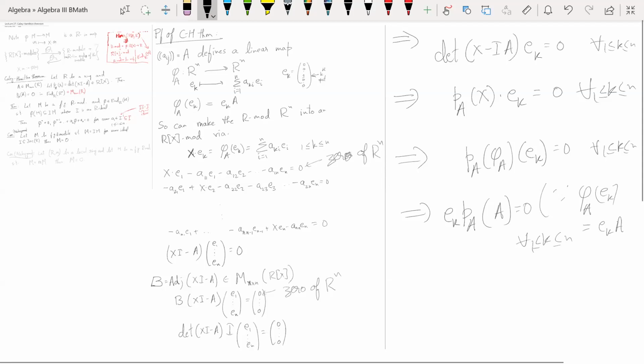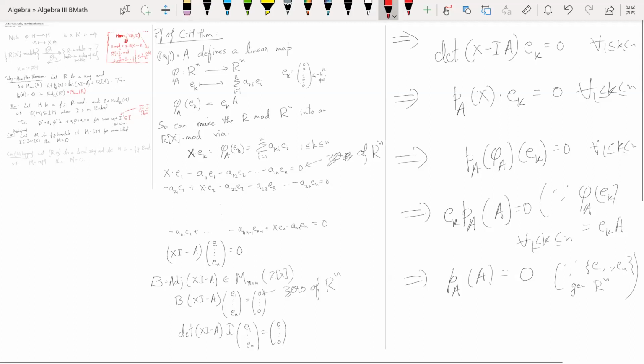But e_k is a basis of R^n. It generates R^n in particular. So of course this implies that P of A itself is zero. If it sends e_k to zero for all k, then any element of R^n is a linear combination of e_k, because e_1 to e_n generate R^n. So this matrix sends any element of R^n to zero. That means that matrix is the zero matrix. So that completes the proof.